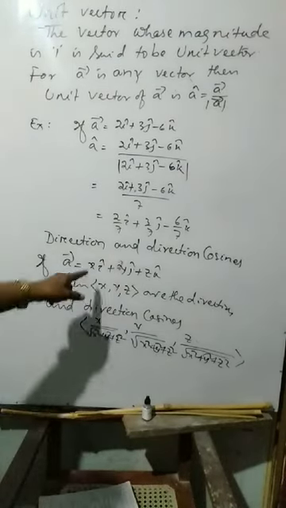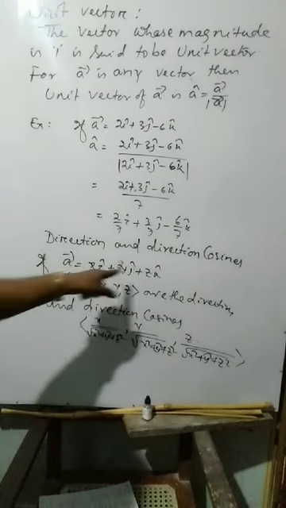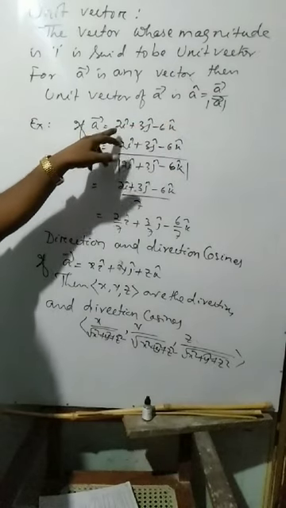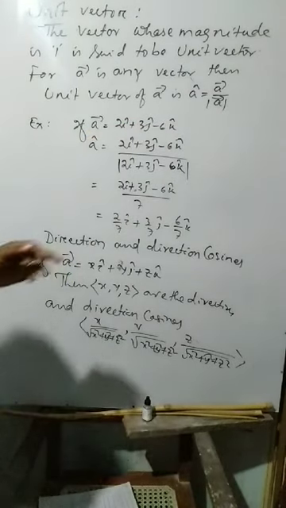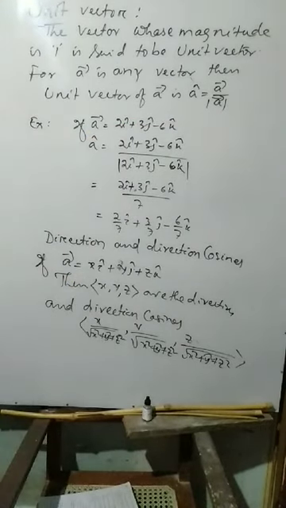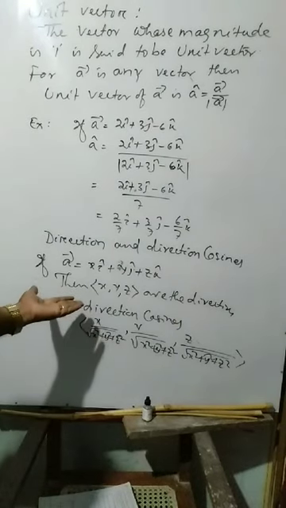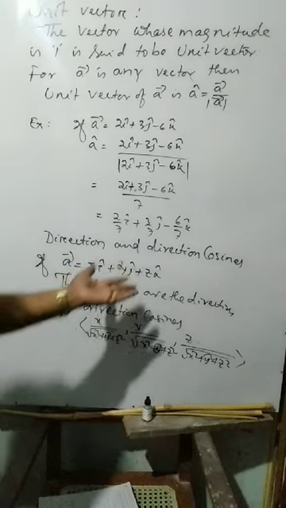Suppose this is a vector. What is the direction of this vector? 2, 3 and minus 6 are the direction of this vector. Understood or not? The direction is represented by the coefficients of i cap, j cap, k cap.